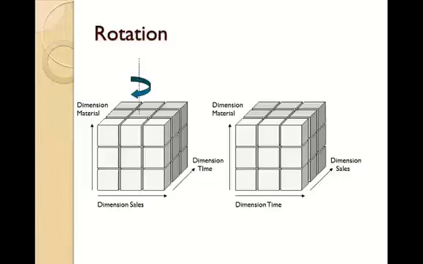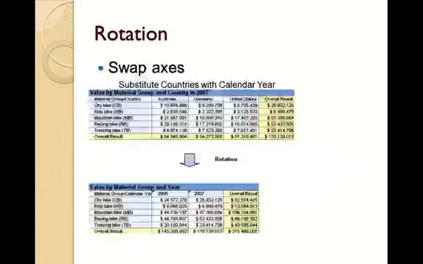So that's rotation. In the example here at the top, you have sales by material group and country. And then after a rotation, we get the report at the bottom, sales by material group and year, as opposed to material group and country at the top.